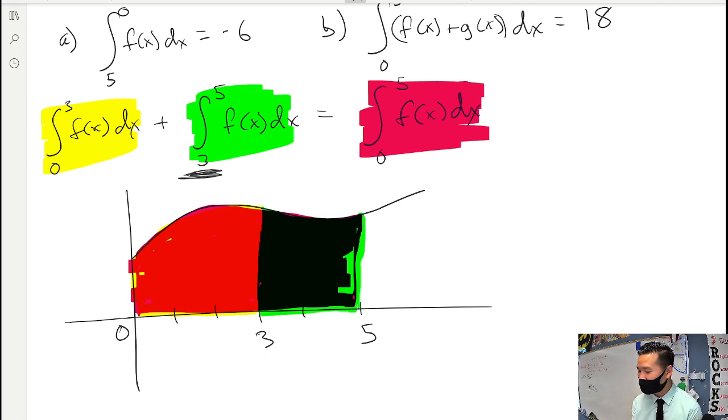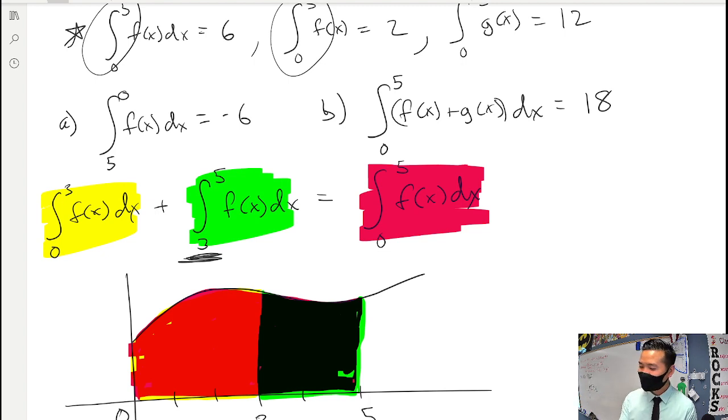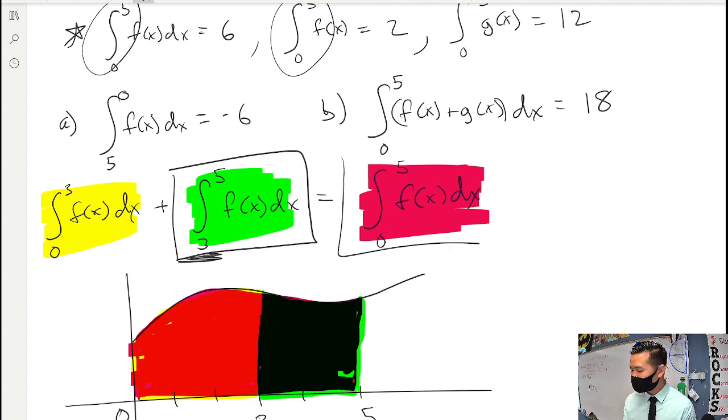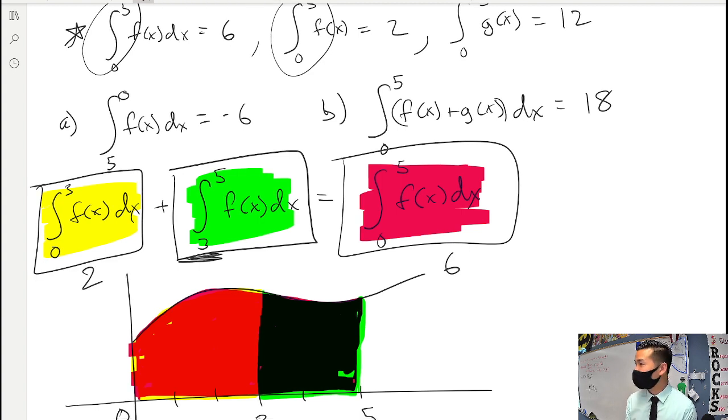So if I'm asking you what's the integral from 3 to 5, don't you already know what the red one is? The red one is equal to 6. What's the yellow one equal to? 2. So what's the missing part? 4. Ta-da! Because it's going by 2. So six minus two is four.